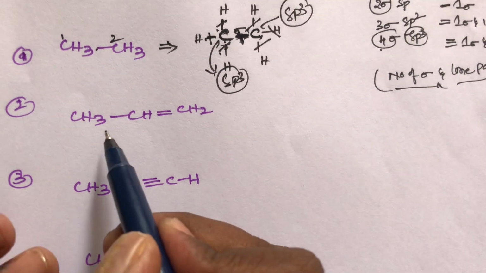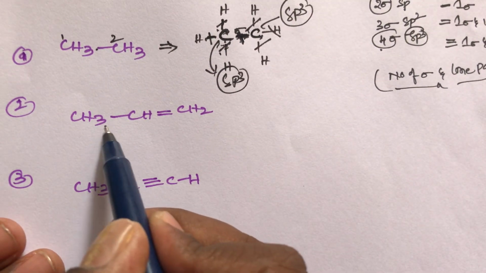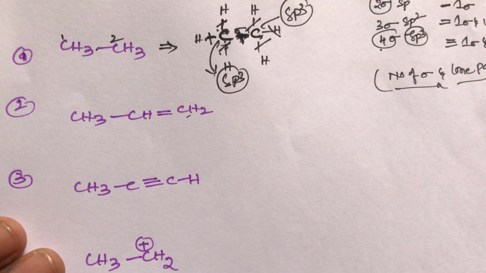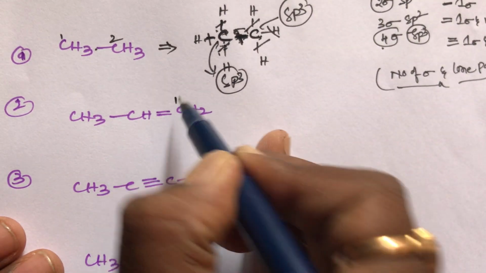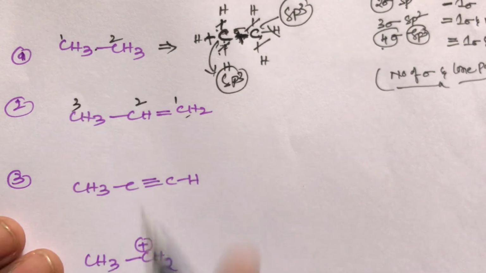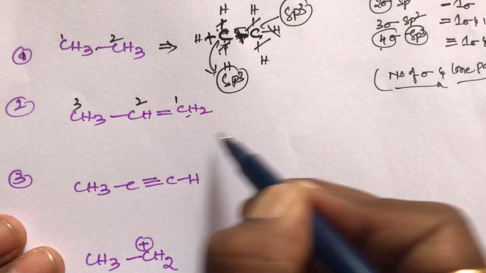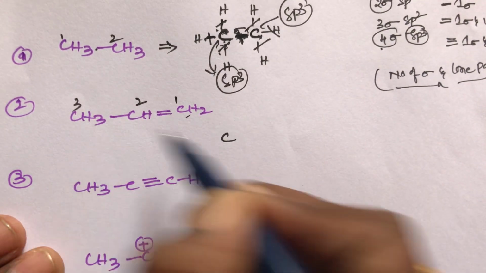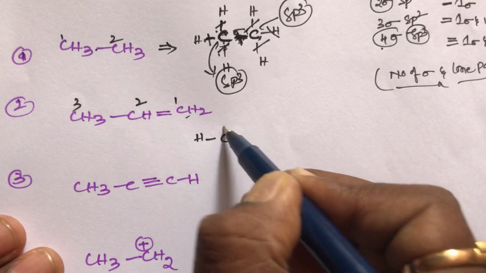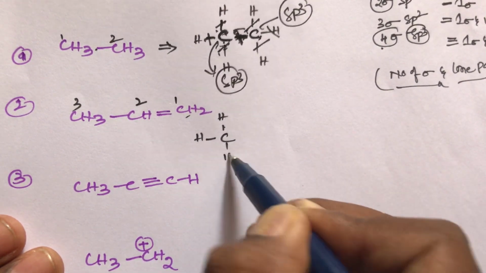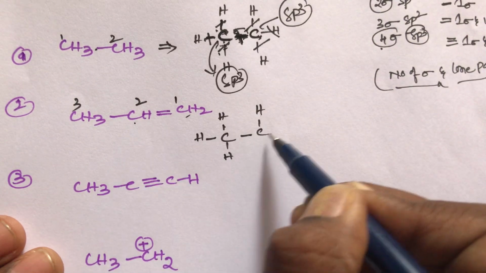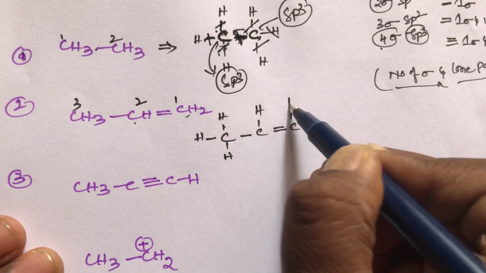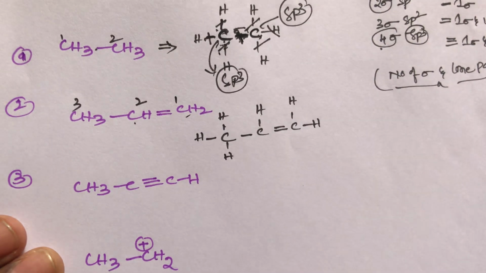Now take the second example. Around this carbon, 3 sigma bonds. There are 3 carbons here. Find each carbon's hybridization: first carbon, second carbon, and third carbon. I am writing the skeleton structure, students. Around this carbon 3 hydrogens are there: 1, 2, 3. Then CH, this carbon has only 1 hydrogen. After that a double bond is there: 1, then 2. So this is the first carbon.